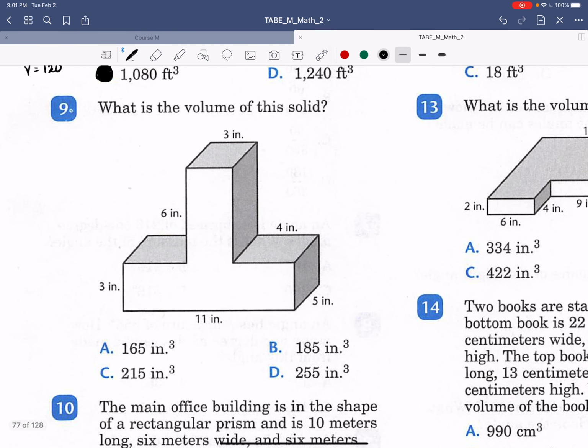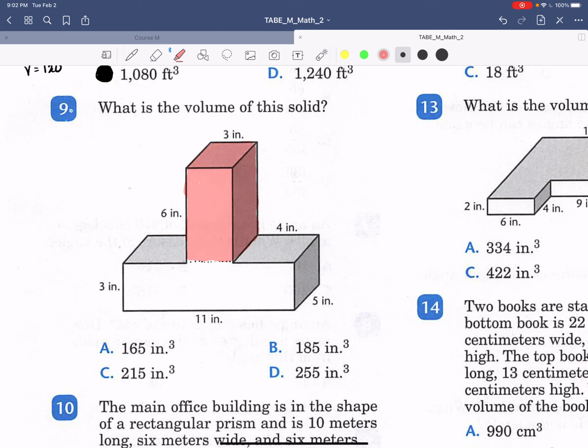Number 9. What is the volume of this solid? So I'm going to put my dashed line in right there to separate these two out. And this one I will color red. There are other ways you can divide these up. However your brain sees it is the way to go. But this is just what my eye sees when I look at this. We've got this tower sitting on a base.